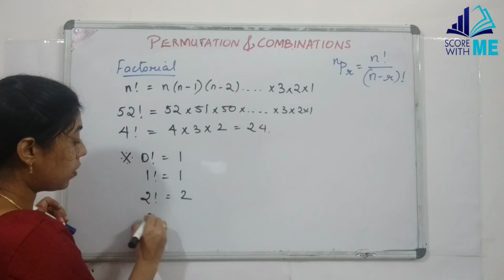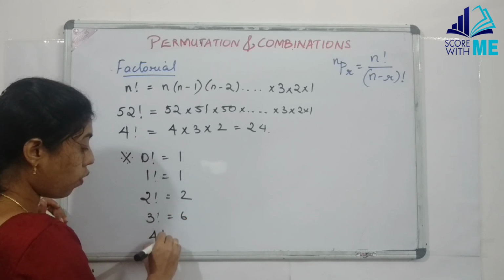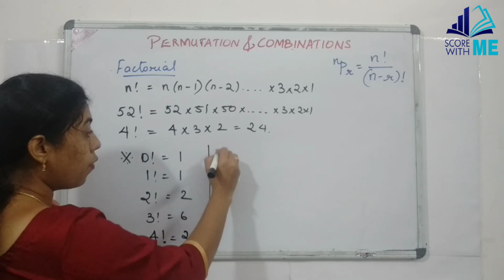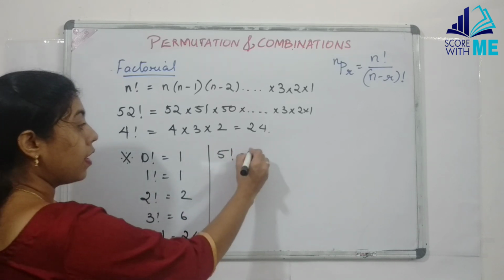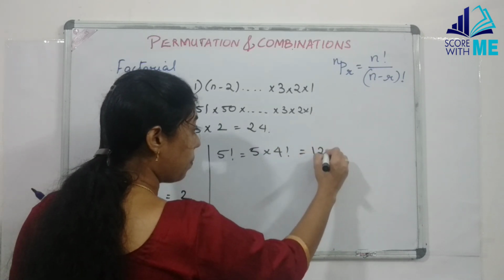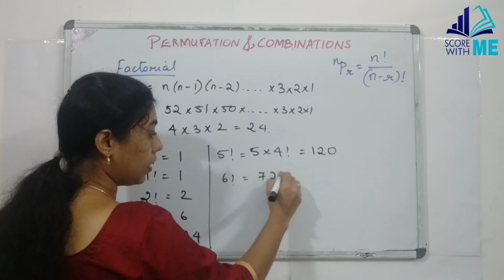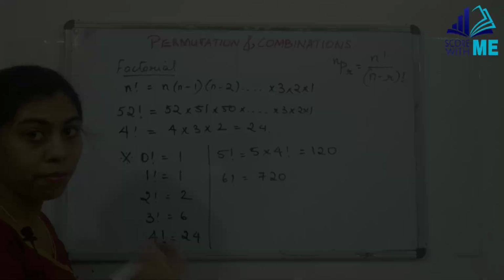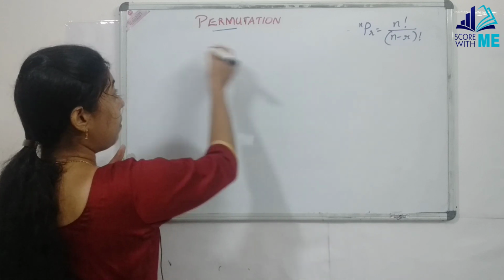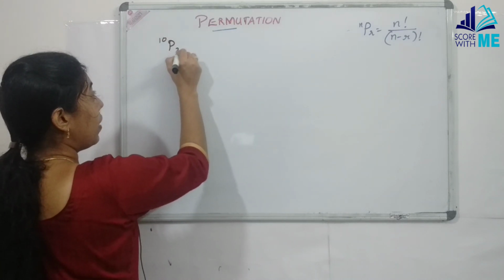That is 2. 3 factorial is 3 into 2, that is 6. 4 factorial is 6 into 4, that is 24. 5 factorial, you can write it as 5 into 4 factorial. So 5 factorial is 120. 6 factorial is 6 into 120, that will give you 720. So at least have these many factorials in your mind. Now having known the formulae, let us get into the application part. So see nPr, we have the formula, so let us apply that. Take for example, we have 10P3.